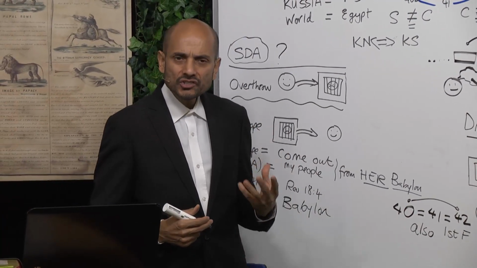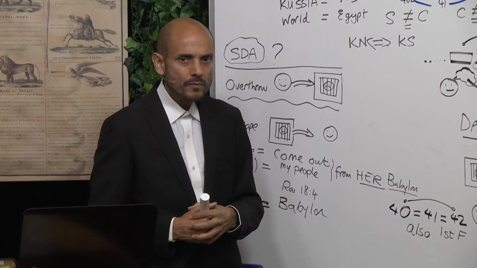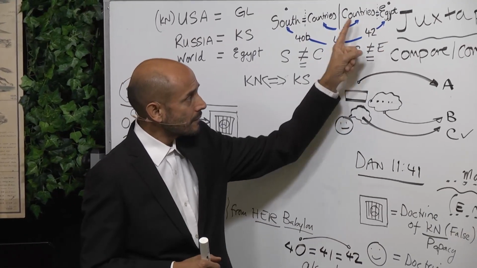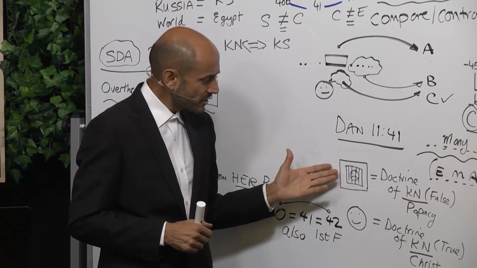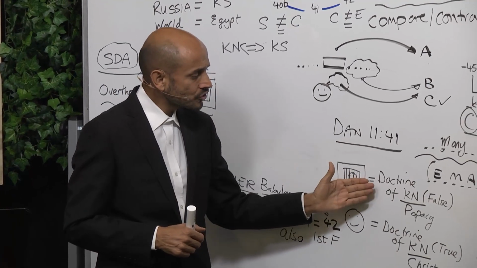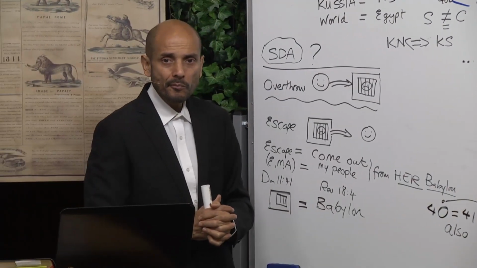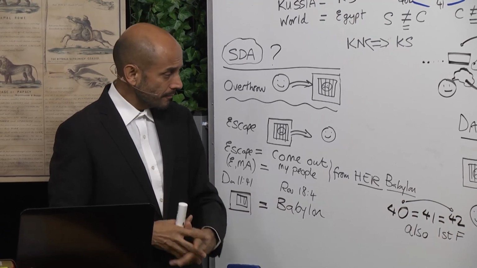We know we're in the Sunday law history, we're in this history here. And we suggested that the prison house was the doctrine of the king of the north.